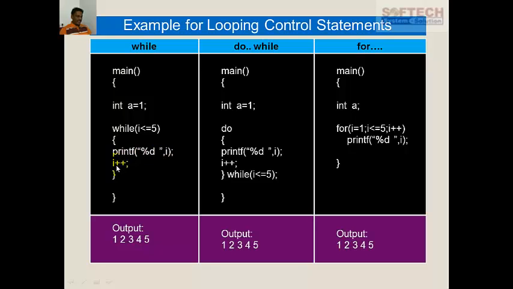Then it changes to 6. The new value of i is 6. 6 is less than or equal to 5, the condition is false, so it comes out of the loop. It closes the main program and terminates the program. So the output is 1, 2, 3, 4, 5.